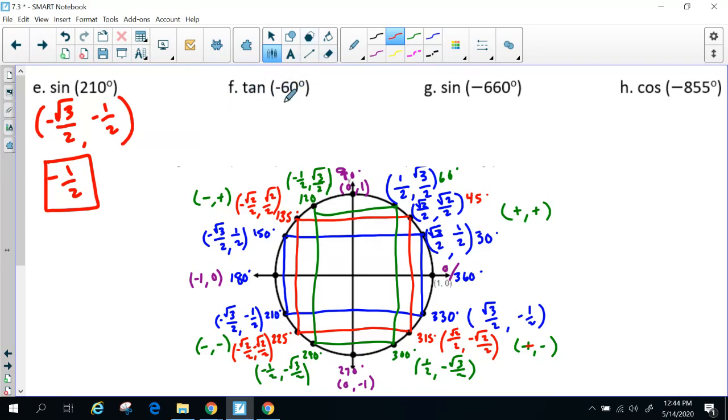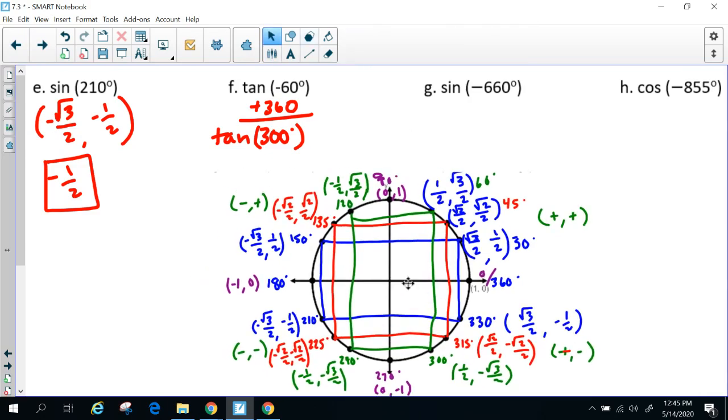Tangent problems usually require some work. Since this is negative, there's no negative rotations on here. You could think of that as rotating clockwise 60 degrees, so that would put you at 300, or just add 360. So we're trying to find the tangent of 300 degrees.